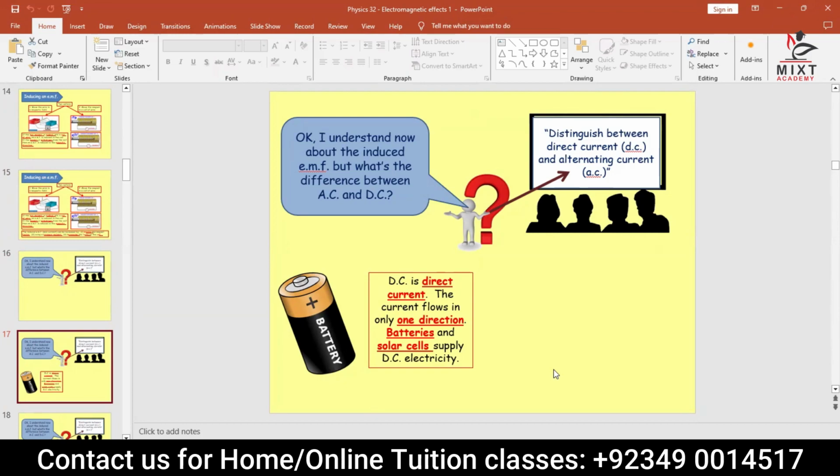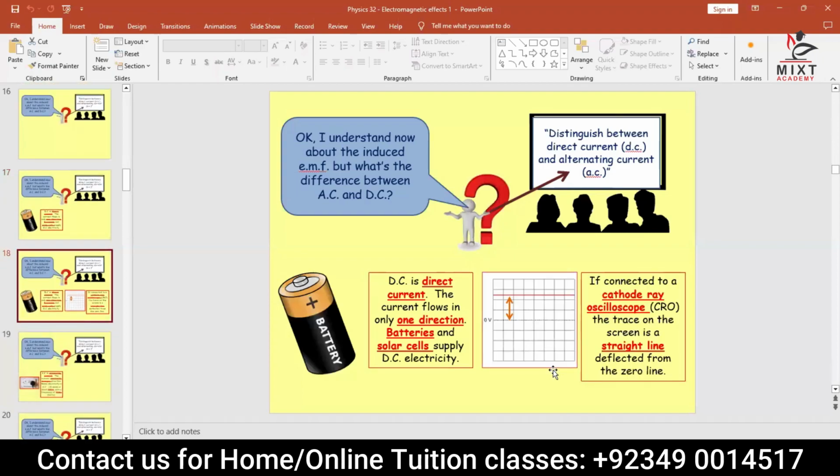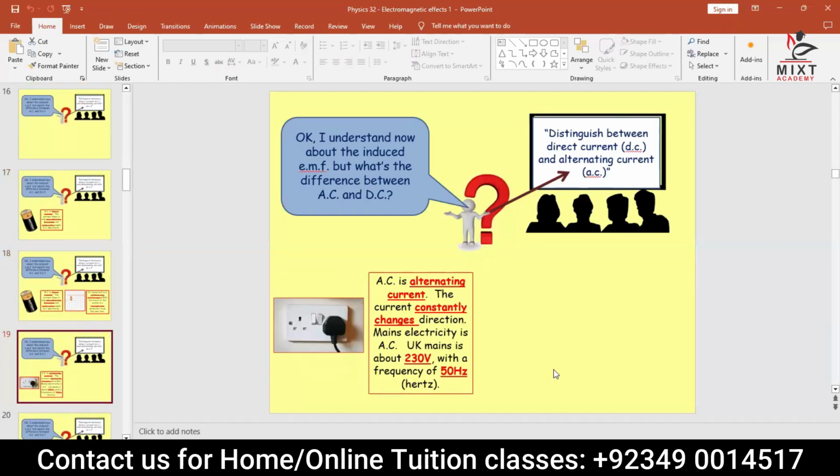AC means which changes with the time, right? So how does it change? Let's see. AC is alternating current. The current constantly changes direction. Mains electricity is AC. So remember, AC means what? The value and the direction of an AC current or AC voltage is increasing or decreasing. That is what we call AC. While in DC, the voltage and the current value will be constant.